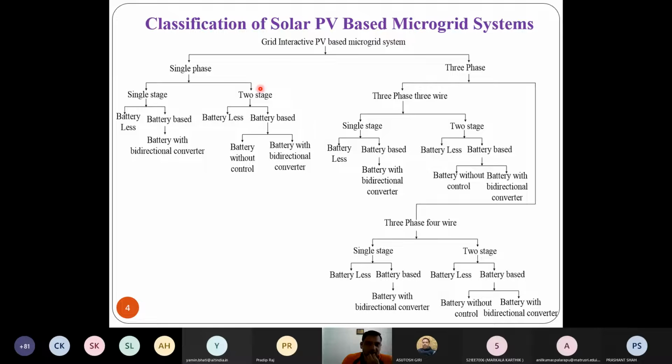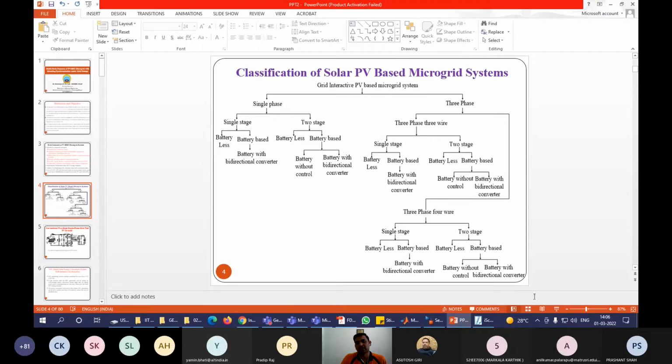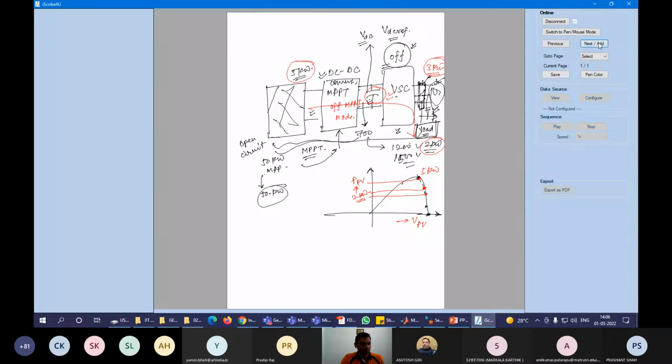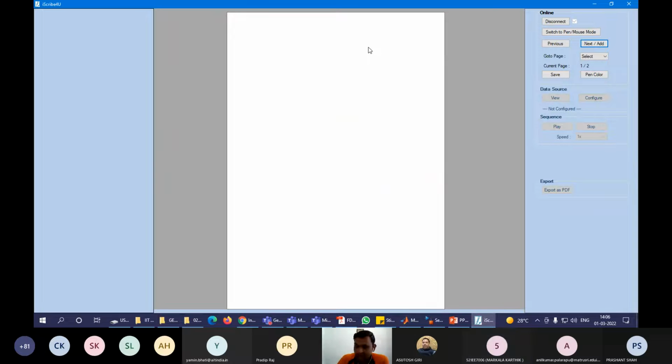And which system is good? We are not talking about battery storage till now. We are only talking about the grid connected PV system which is having single stage, and the grid connected PV system which is having 2 stages. What would be the advantage of single stage and 2 stage systems? Complexity and losses, because one more converter will come in 2 stages, a DC-DC converter. Okay, so when we consider losses and efficiency into account, then single stage is better.